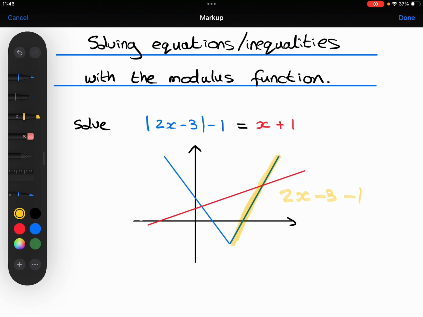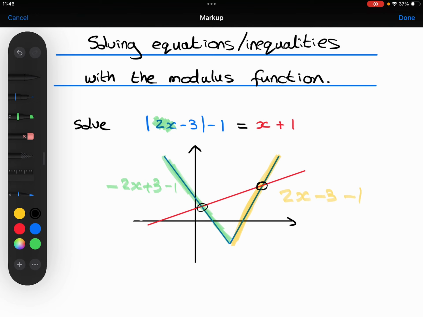And then for this part of the graph, that's got a negative gradient. So that's where this has been flipped. So that's where we've got minus 2x and a plus 3 with the minus 1 on the end there. And that's going to be really important because that's now going to allow me to find the points where it equals x plus 1.